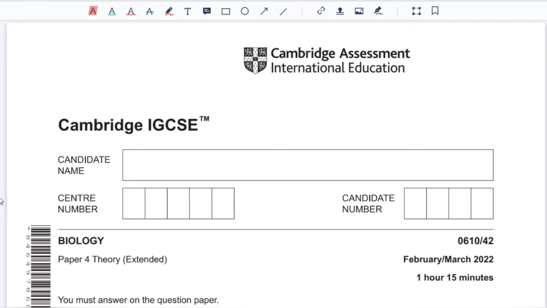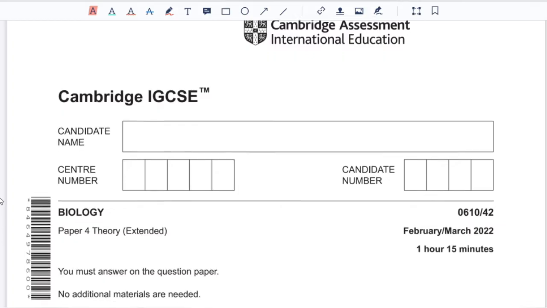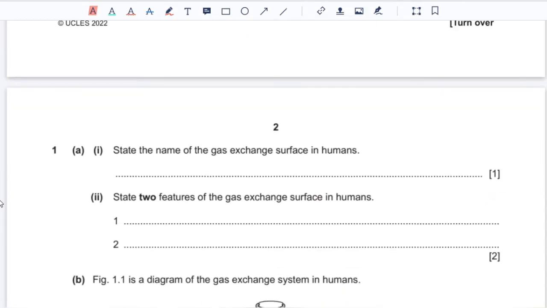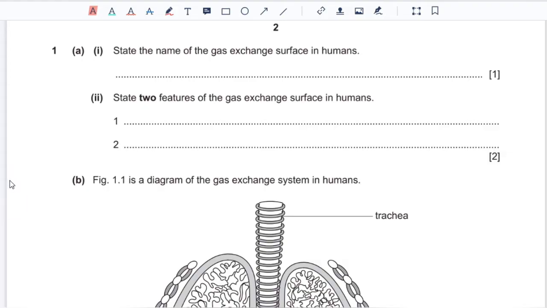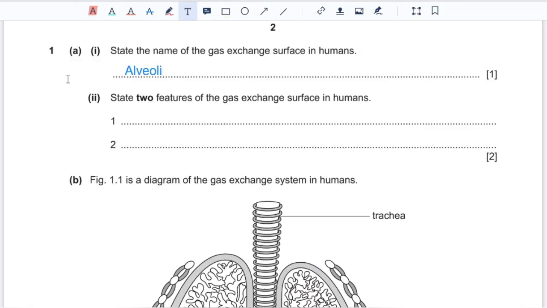This is Yashveen. In this video, I'll be solving paper 4 variant 2 February-March 2022 IGCSE Biology. Question 1a, part 1. State the name of the gas exchange surface in humans. That will be alveoli. 2. State two features of the gas exchange surface in humans.